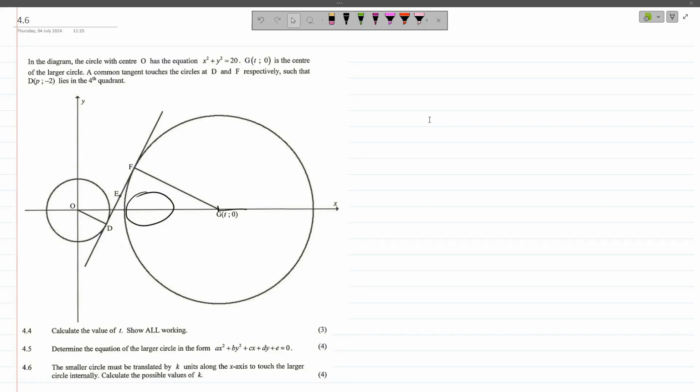Question 4.6 says the smaller circle must be translated by k units along the x-axis to touch the larger circle internally. Calculate the possible values of k. Now, in order to calculate the possible values of k, we need to envision what the circle touching this other circle internally would look like.